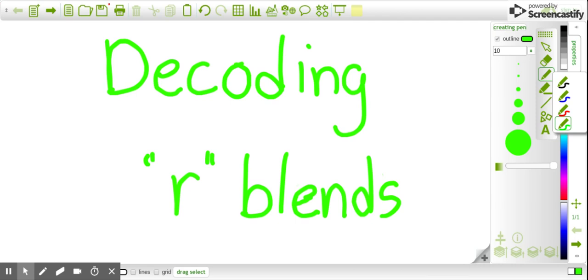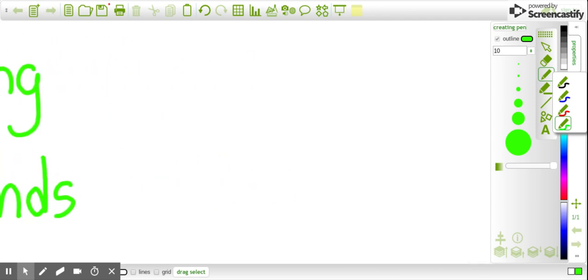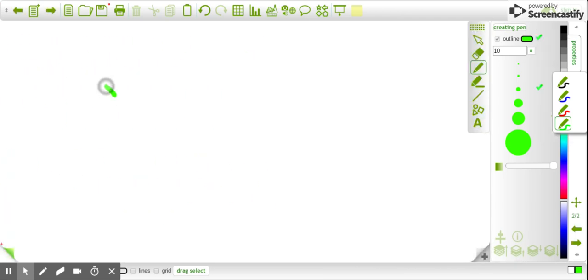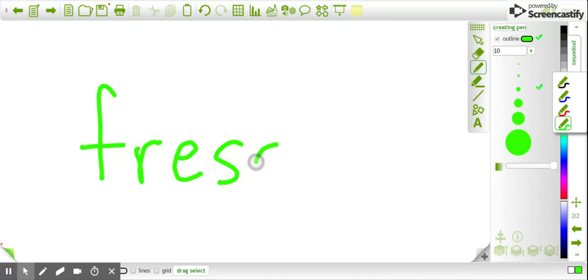Okay, hi class. This is going to be a quick lesson on decoding words that have R blends. And I'm going to show you two examples. The first example is a word that's spelled F R E S C O.